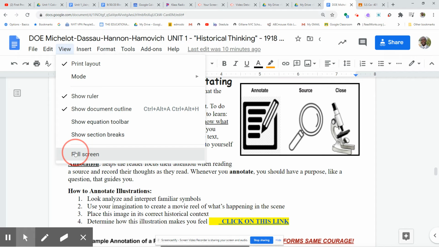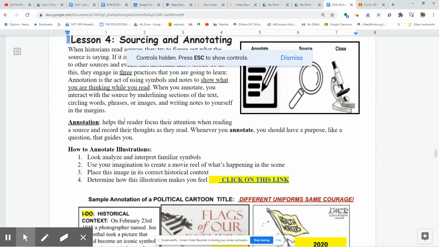Hello, everyone. We're going to be working on lesson 4 of the historical thinking packet. The focus of this lesson is sourcing and annotating. I'm going to do this read aloud and then we're going to talk about the activity.